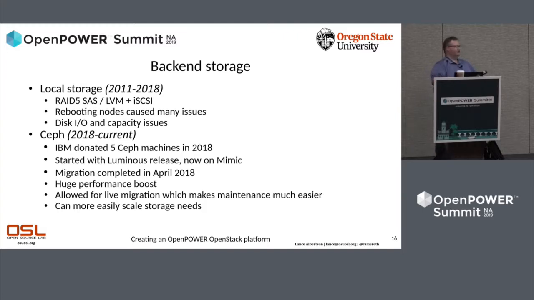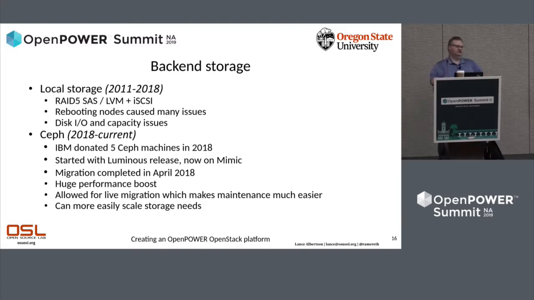which is a first-class storage citizen now in OpenStack. Luckily they were able to donate those storage machines, and I was able to get that deployed early on and migrated everybody over from the local storage to the Ceph storage in April of 2019. After we did that, we saw a huge performance boost. And the other benefit was we were able to do live migrations of the VMs. Especially since we're doing it on the 40 gigabit network, it's really fast.